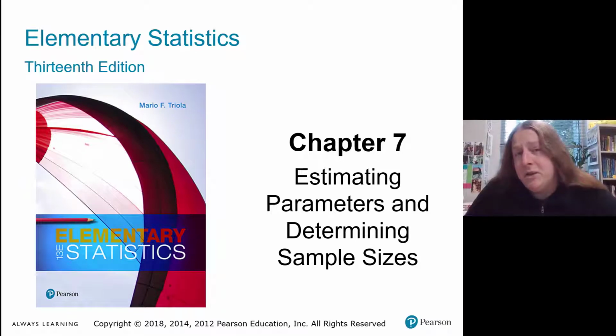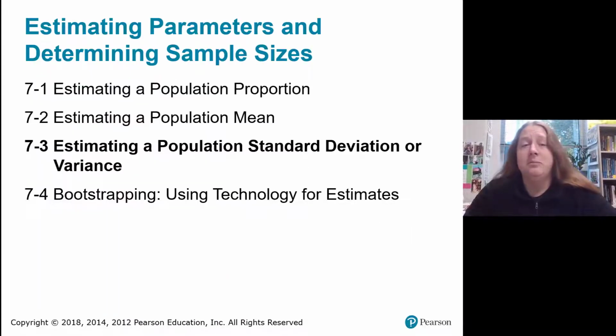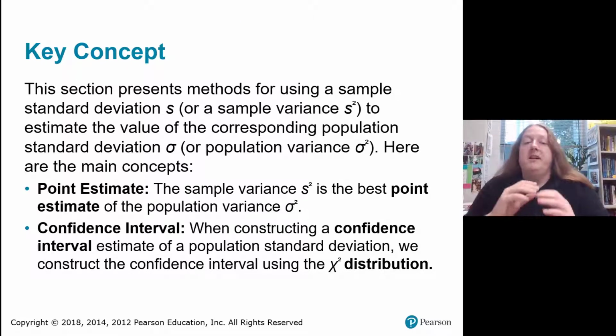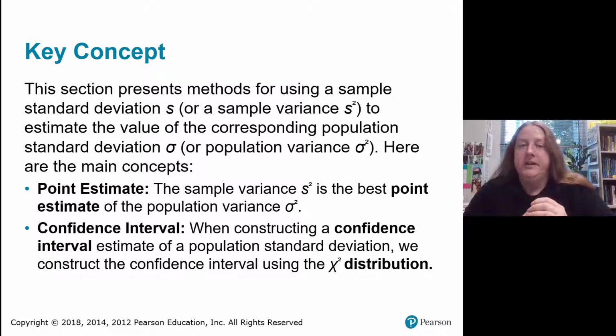Today we're going to continue our conversation about estimating parameters and determining sample sizes by talking about estimating a population standard deviation or variance. So we'll be looking at taking a sample standard deviation or sample variance to estimate the value of the corresponding population standard deviation or population variance.